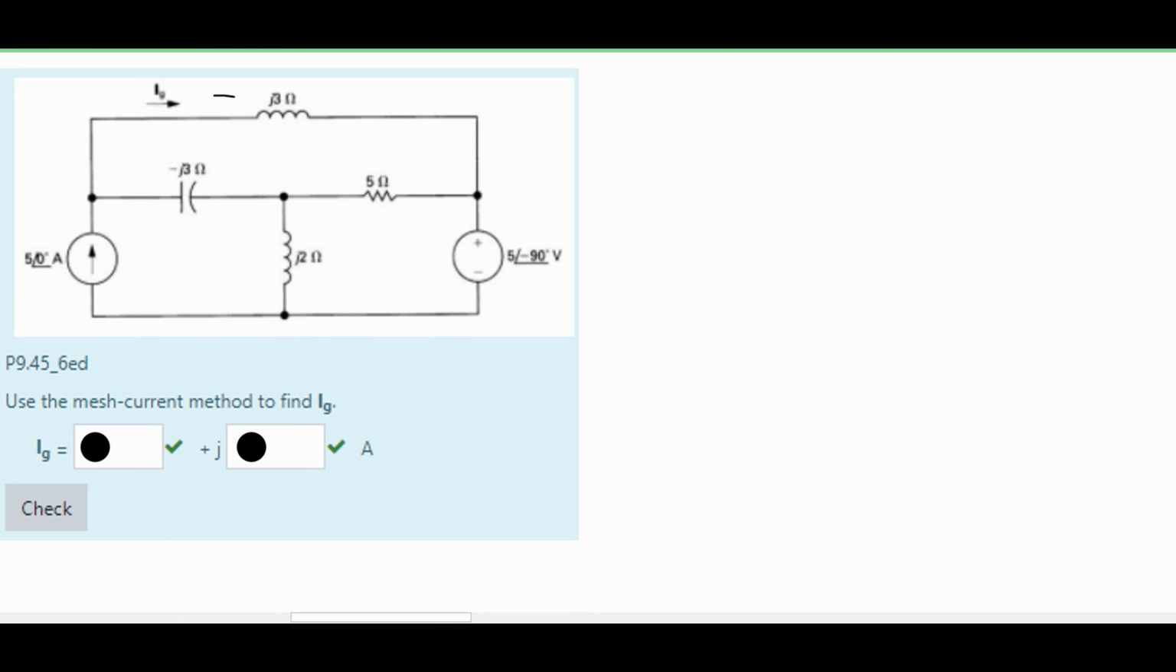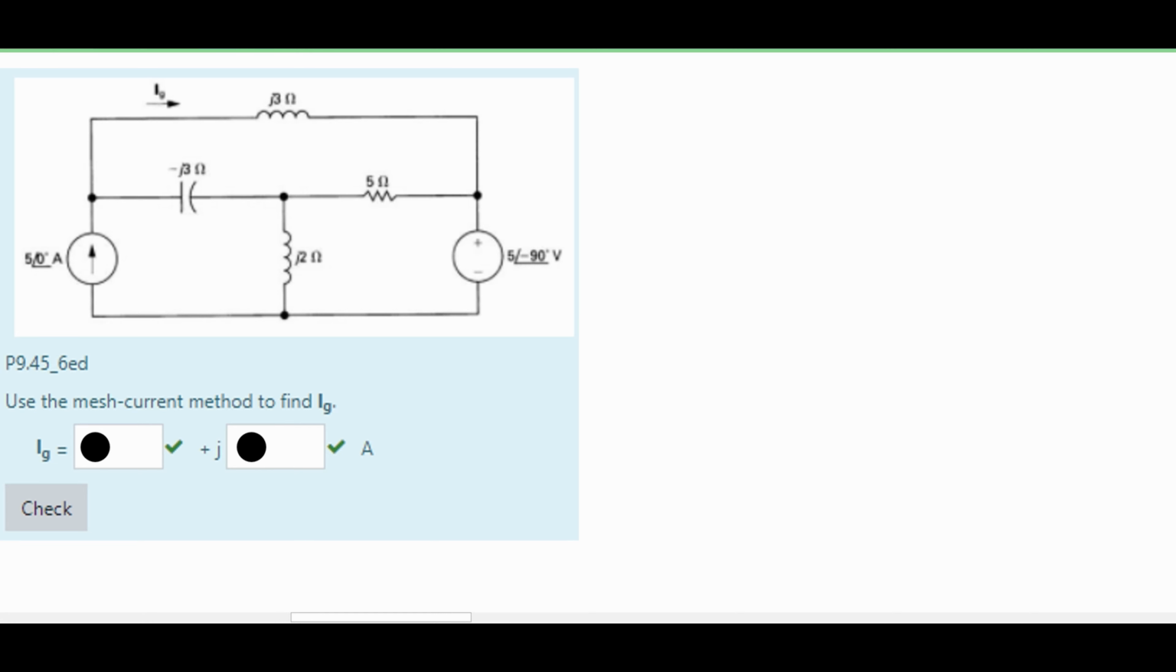For the circuit diagram, we are going to use the mesh current method to find our I of G, and our I of G is right here. So to start this, we can see that we have some current flowing through this specific part of our diagram. We know that our I of G is flowing through this part of our diagram, and then we also have current flowing through this part. So we need to solve all of these individually.